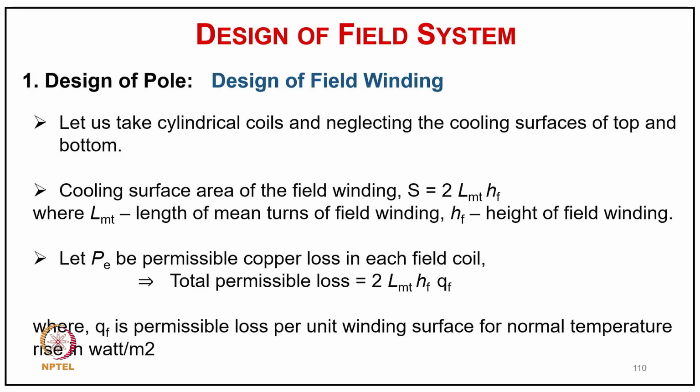So now coming to the design of field winding, let's consider cylindrical coils and neglect the cooling surface of the top and bottom. The cooling surface area of the field winding is S equal to 2 LMT into Hf, where LMT is the length of mean turn of the field winding and Hf is the height of the field winding. Let P be the permissible copper loss in each field coil, that is total permissible loss 2 LMT Hf into qf, where qf is the permissible loss per unit winding surface for normal temperature rise in watt per meter square.